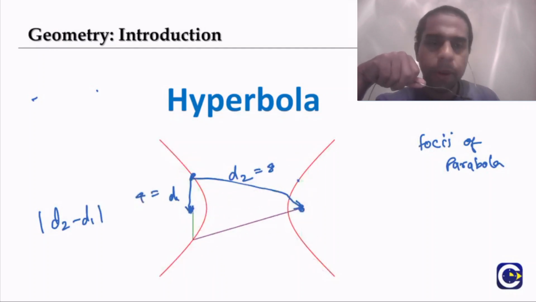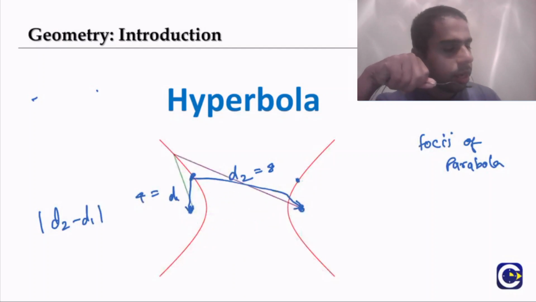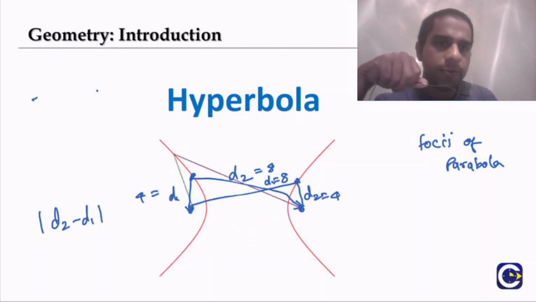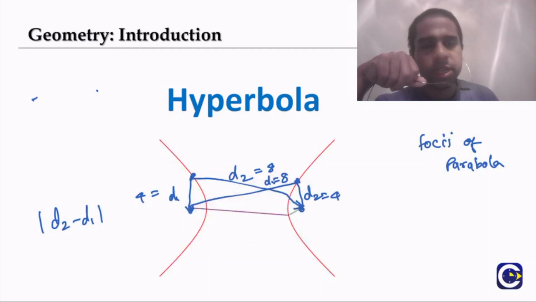When d1 is 8 and d2 is 4, you get a point here. The difference is the same, right? The difference is always 4. It doesn't matter if it's minus 4 or plus 4.